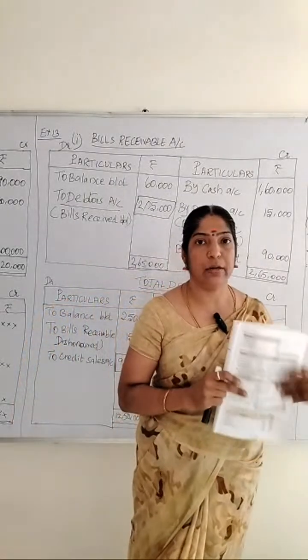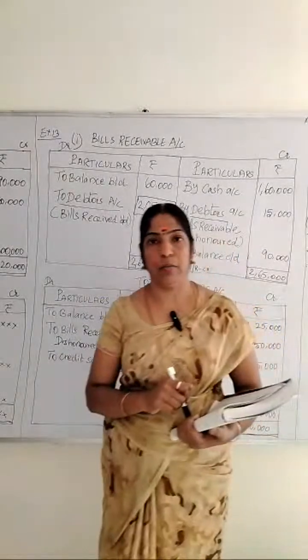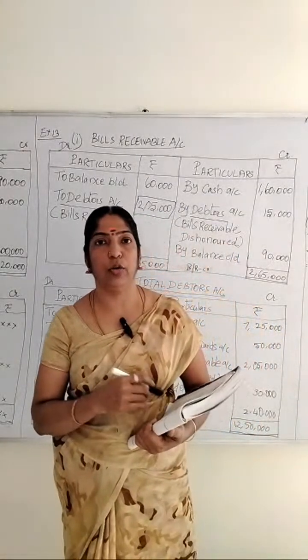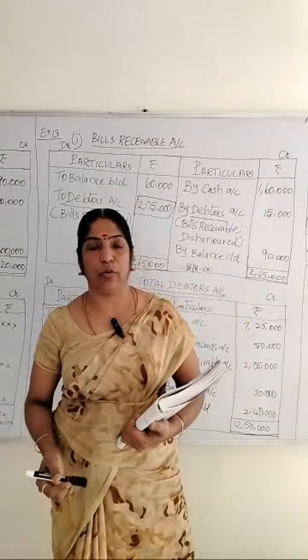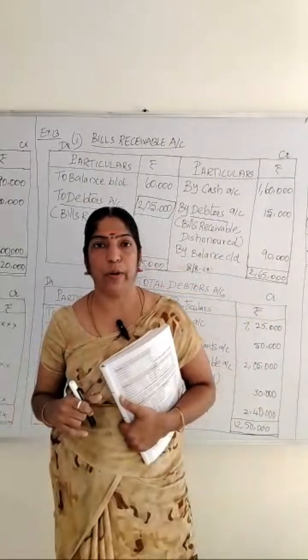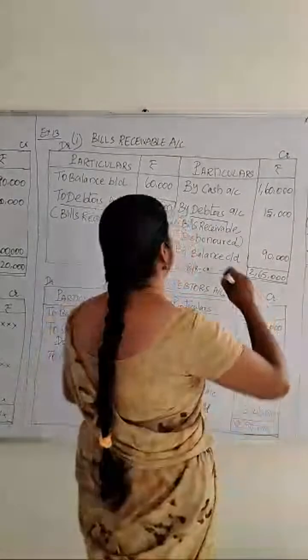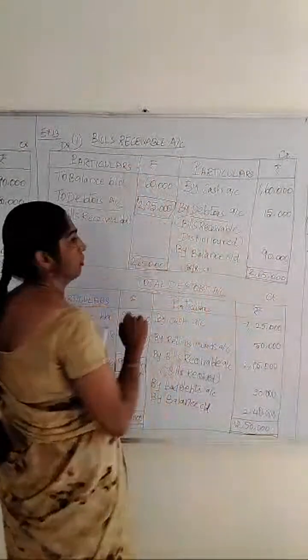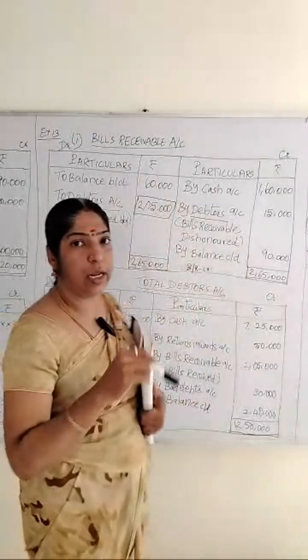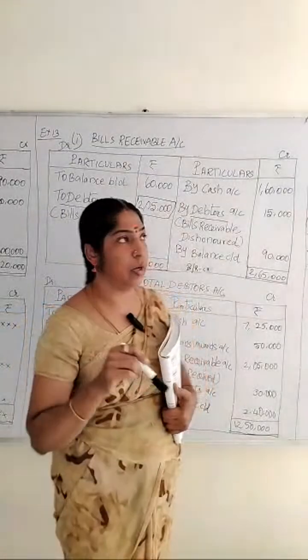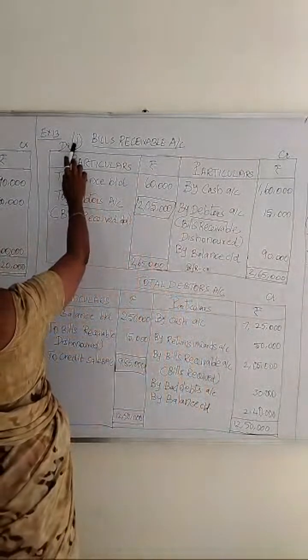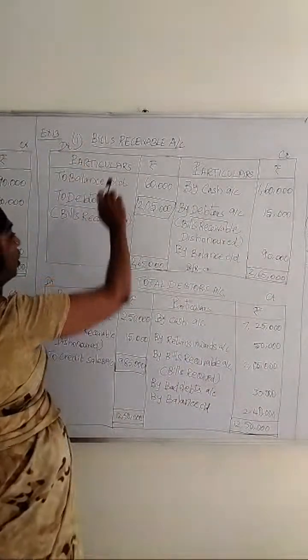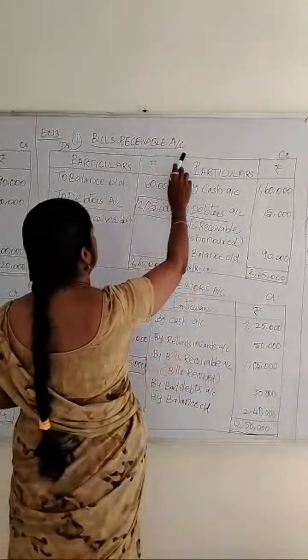As per that, we already identified and marked. According to that, we are going to post it to the respective accounts. First, which account are we going to open? We are going to open the bills receivable account. Now we are going to prepare the bills receivable account. So first you write number 1, and the heading: bills receivable account.